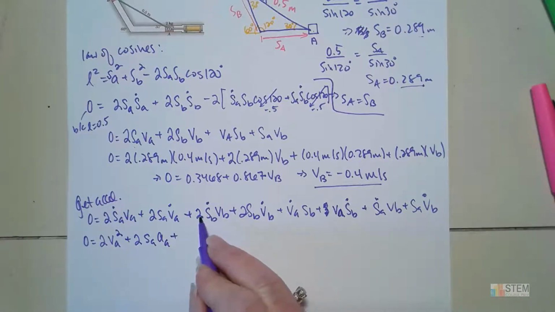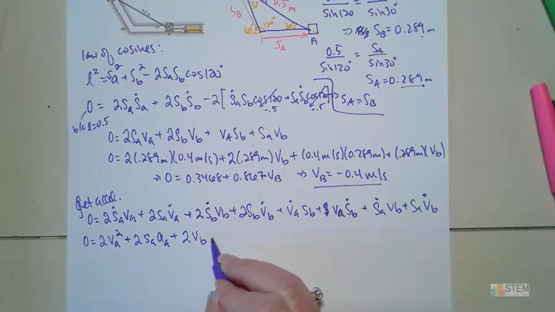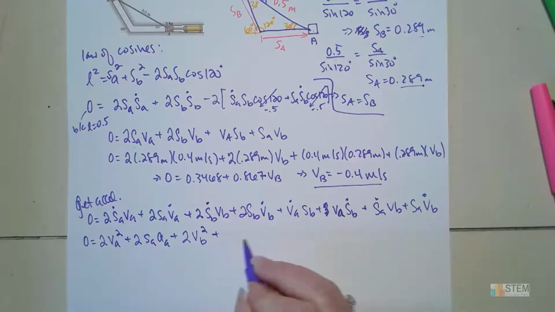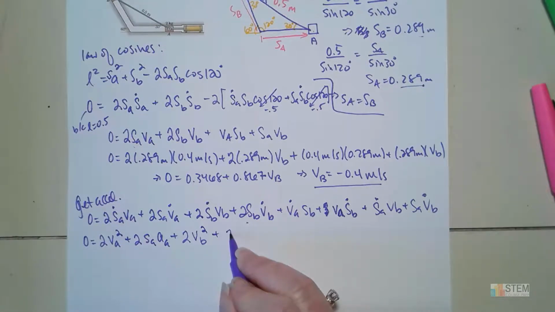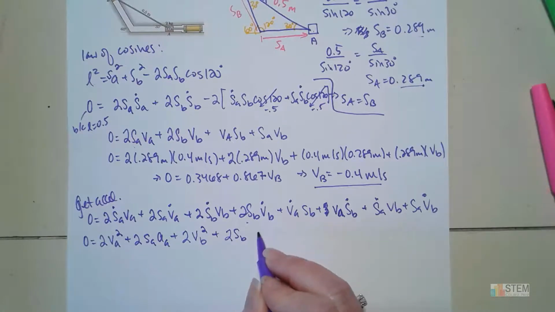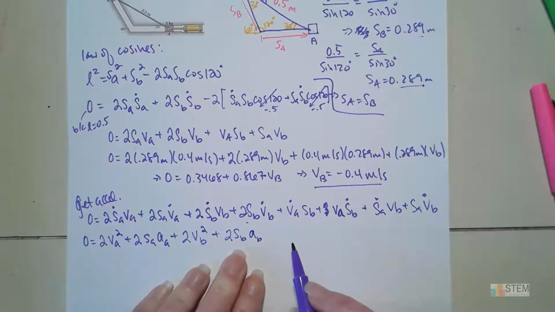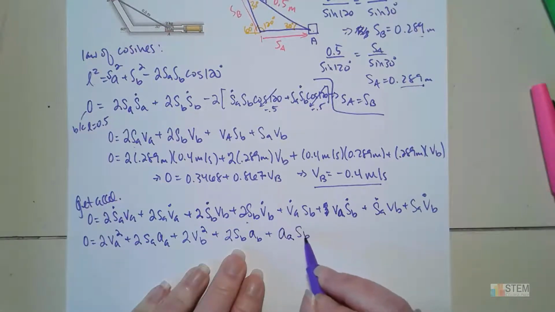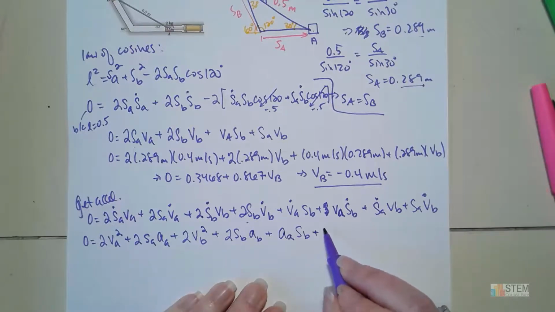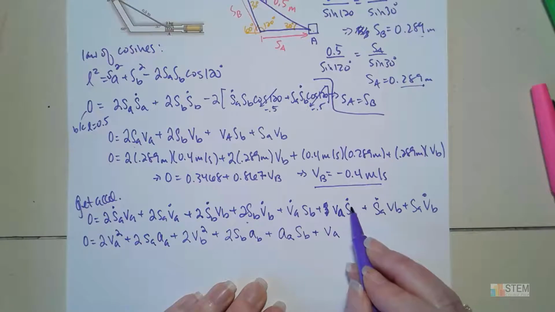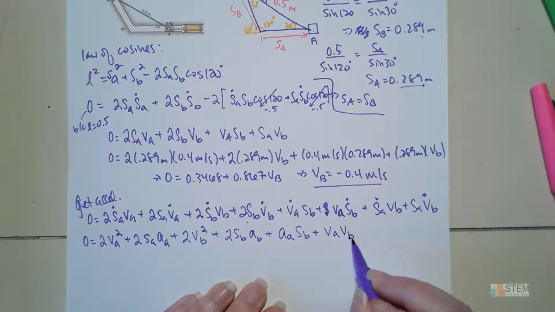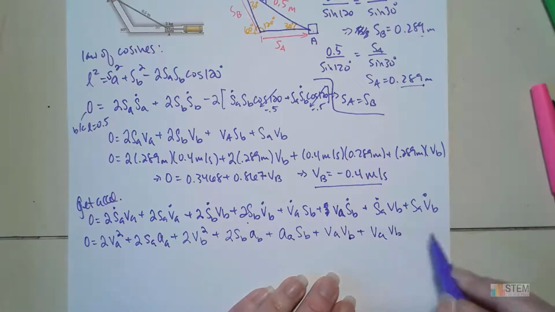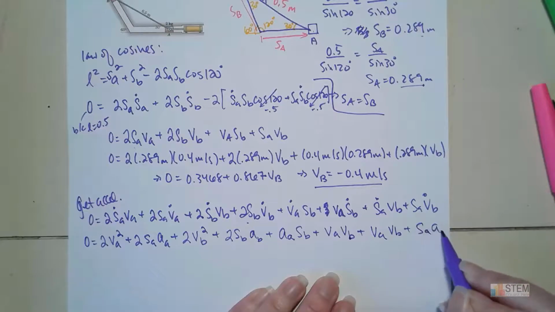For this next one, we've got 2 SB dot, which is VB. We're multiplying that by VB, so let's put 2VB squared. Next term right here, we're going to have 2 SB, and then we have VB dot, so that's AB. Right here, VA dot, that's acceleration of A times SB, and then plus VA times SB dot, which is VB. Then we got SA dot, which is VA times VB, and then finally SA times AB.